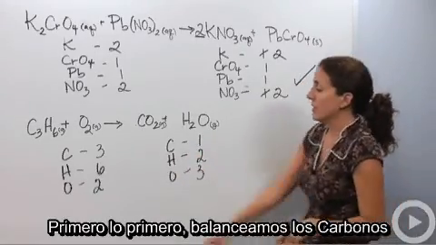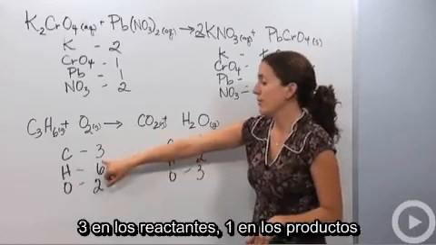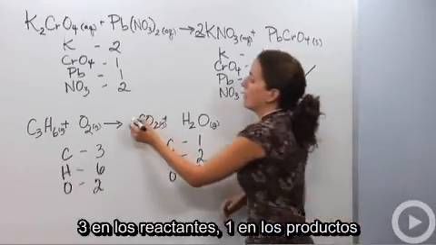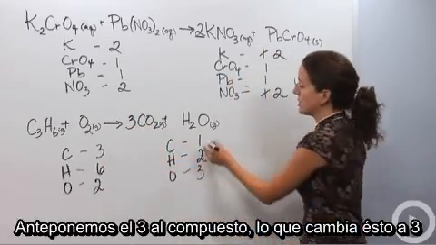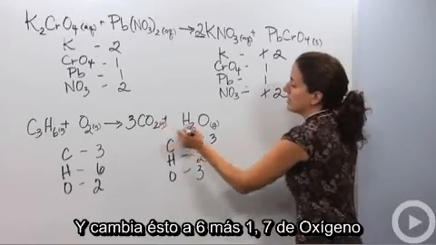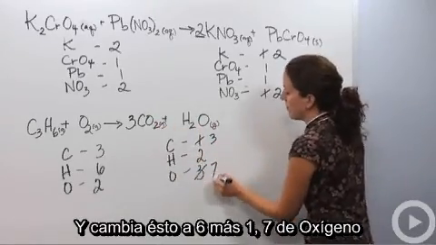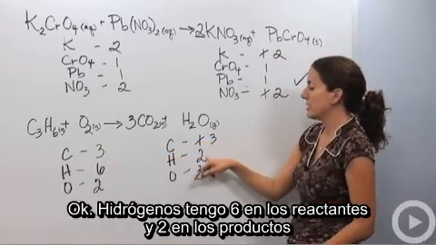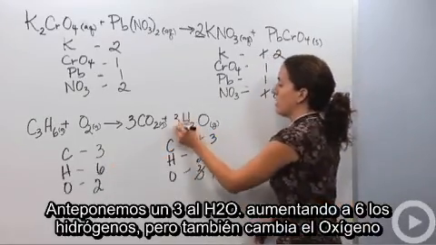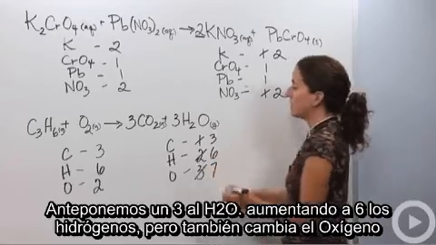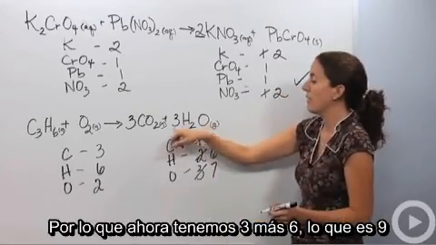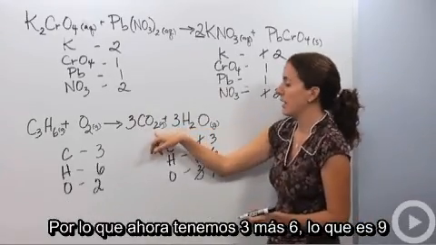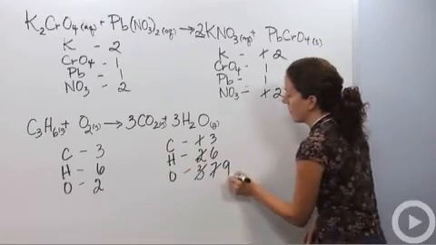Okay, so first things first, we want to balance our carbons. So you have 3 on the reactant side, 1 on the product side. I want to put a 3 in front. So that changes this to 3. That changes this to 6 plus 1 is 7. Okay, hydrogens, I have 6 on the reactant side, 2 on the product side. So I want to put a 3 here, making this 6, but it also changes our oxygens. So we now have 3 plus 6, which is 9.